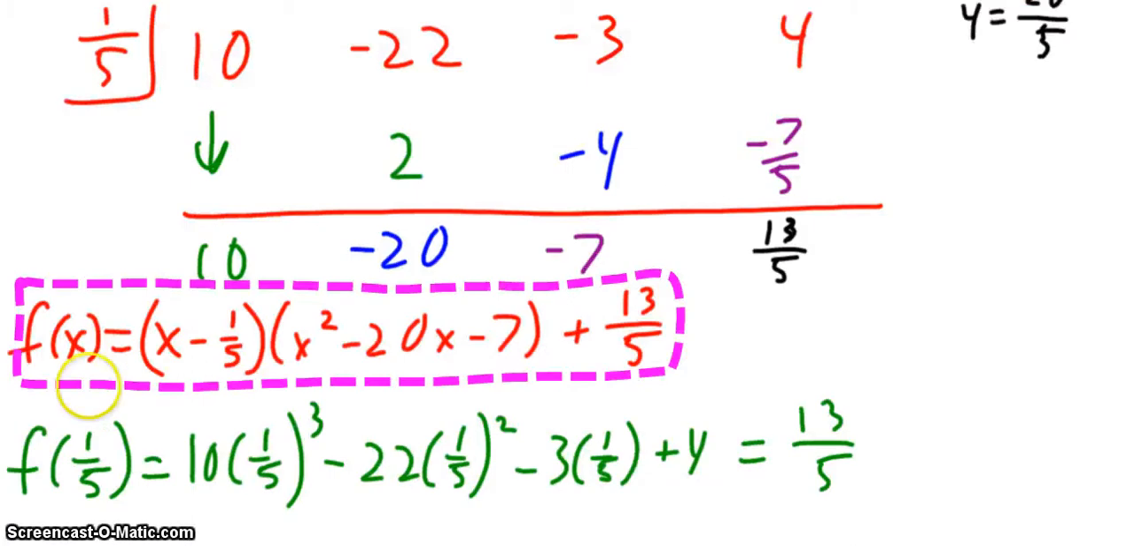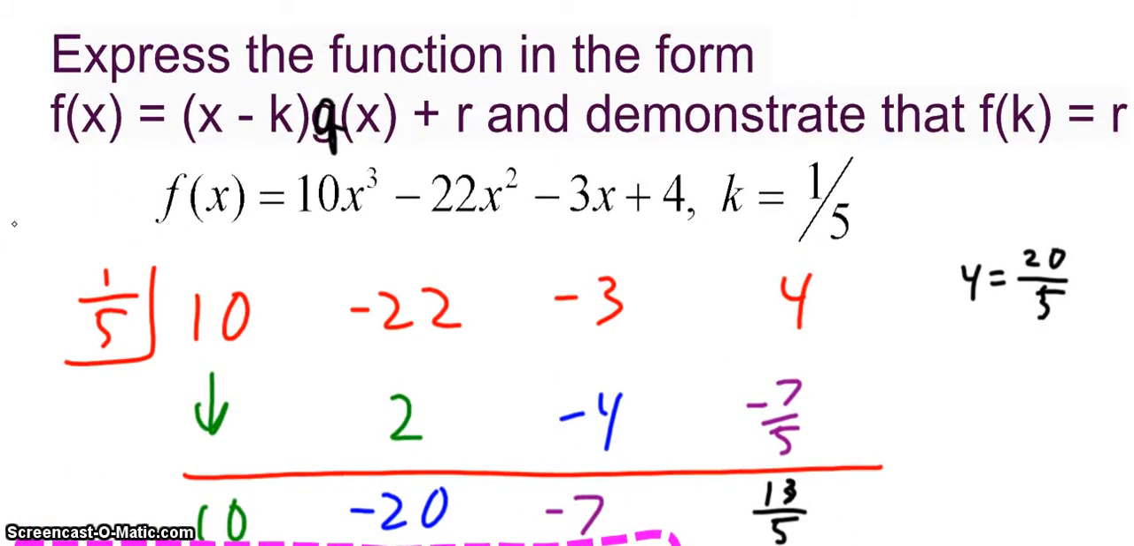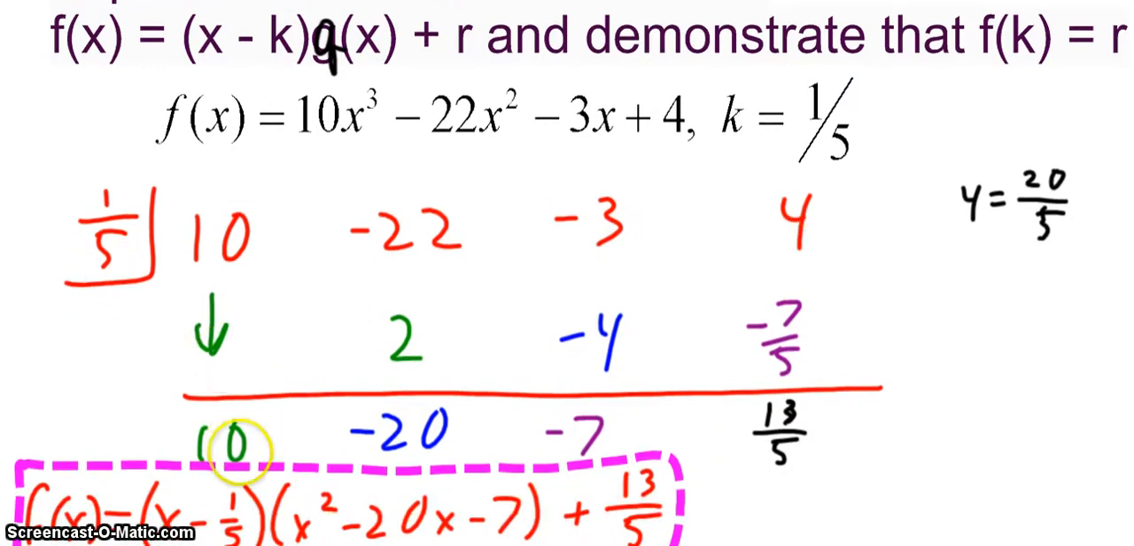Okay, so the initial answer is to write f of x equals x minus 1/5 times the quantity x squared minus 20x minus 7 plus 13/5. How do I come up with that? Well, I did synthetic division, so I put 1/5 in the corner, 10, negative 22, negative 3, 4. Bring down the 10, 1/5 times 10 is 2, add, I get negative 20. 1/5 times negative 20 is negative 4, add, I get negative 7. 1/5 times negative 7 is negative 7/5. That's not that nice, right? So 4 plus negative 7/5.